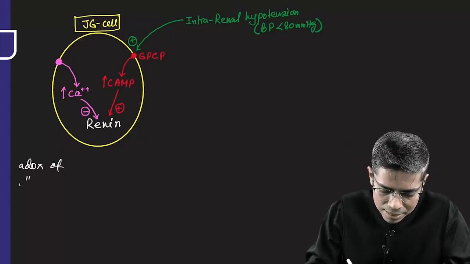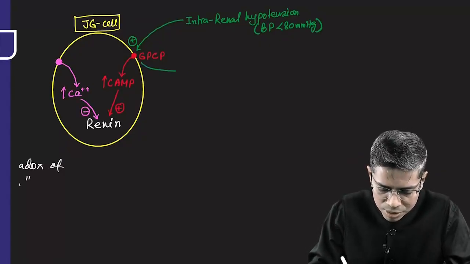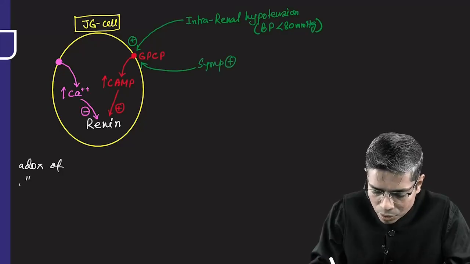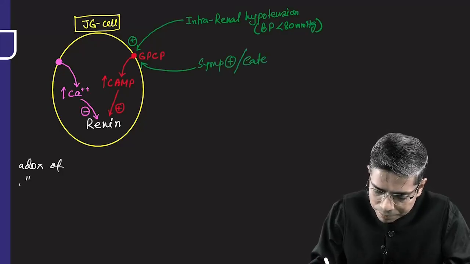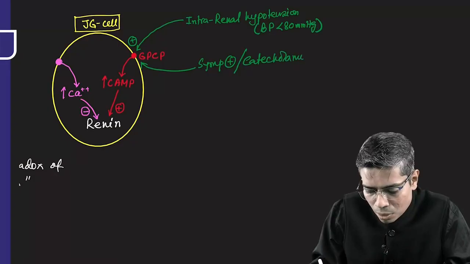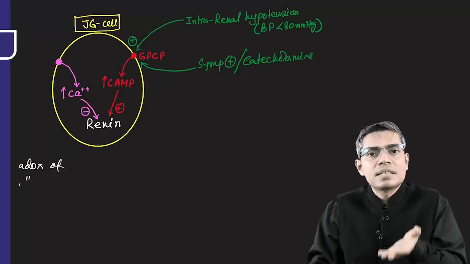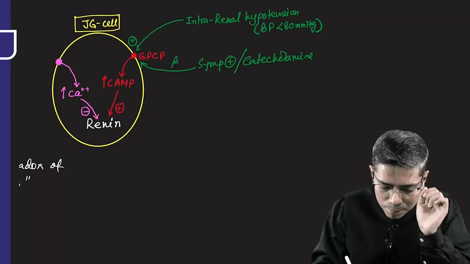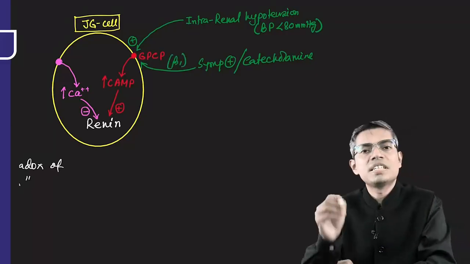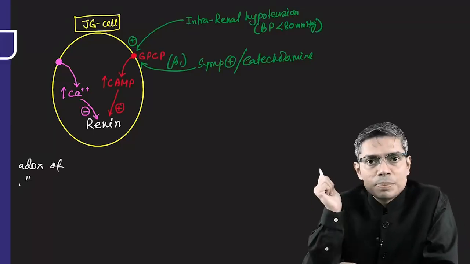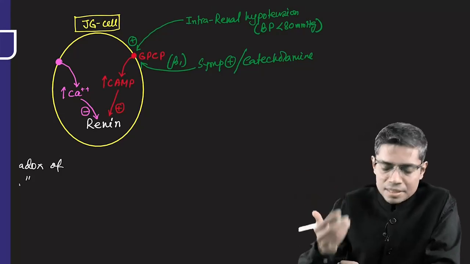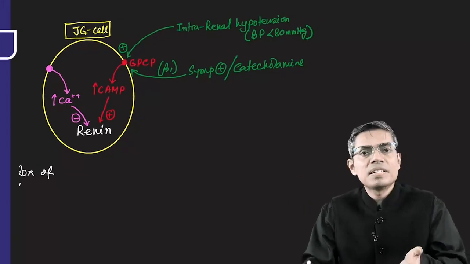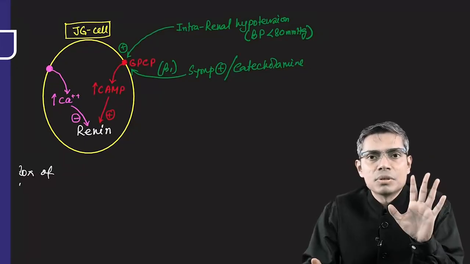Second is any kind of sympathetic system stimulation. So stimulation of your sympathetic system or catecholamines, all of them increase cAMP production inside the JG cell by acting on beta-1 receptor. So this JG cell contains beta-1 receptor, that is also a GPCR coupled receptor. So whenever there is increased stimulation of sympathetic system or catecholamines are increased, what will happen? cAMP will rise and renin secretion will also rise.